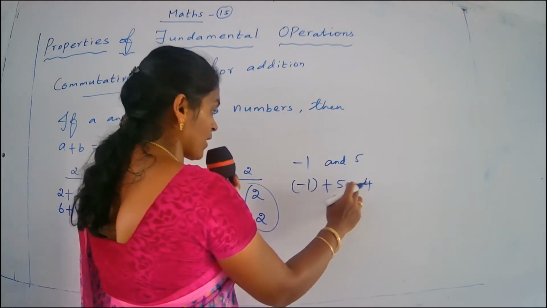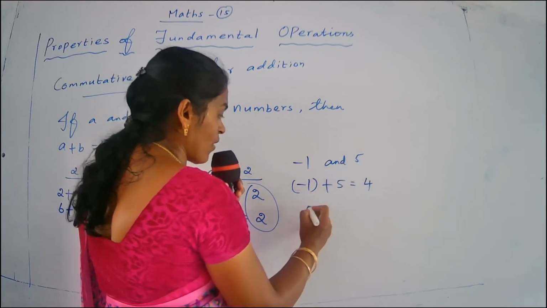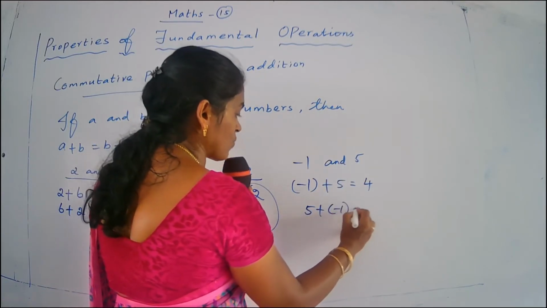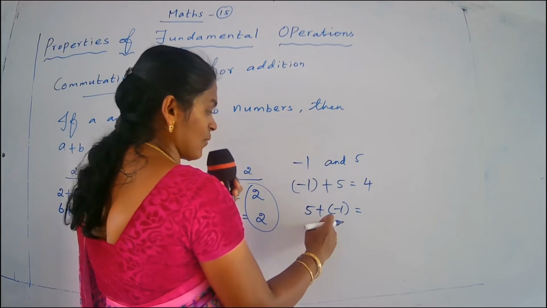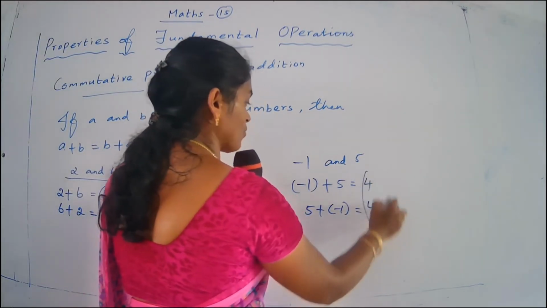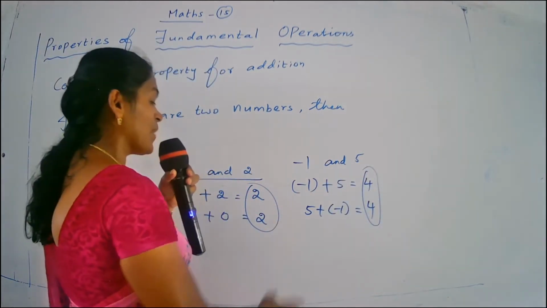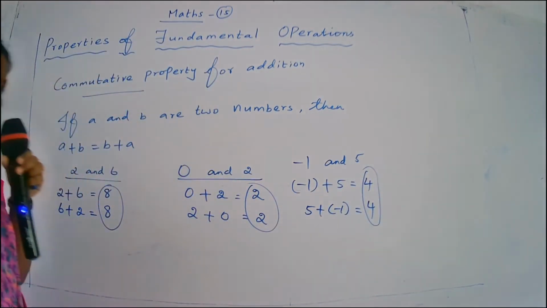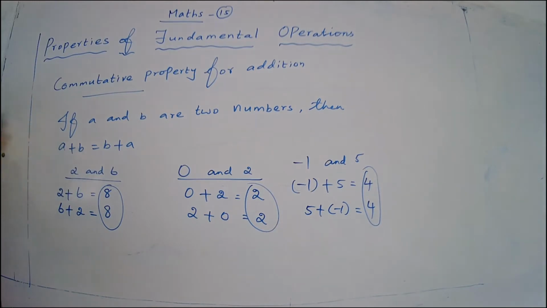Okay children, are you clear? Next, find the value of 5 plus -1. Why? Change the order. 5 plus -1, this also gives the answer 4. So these two answers are the same. So the commutative property is true for addition of integers.